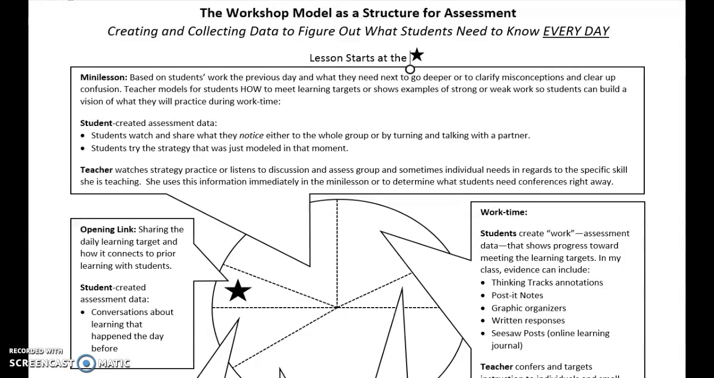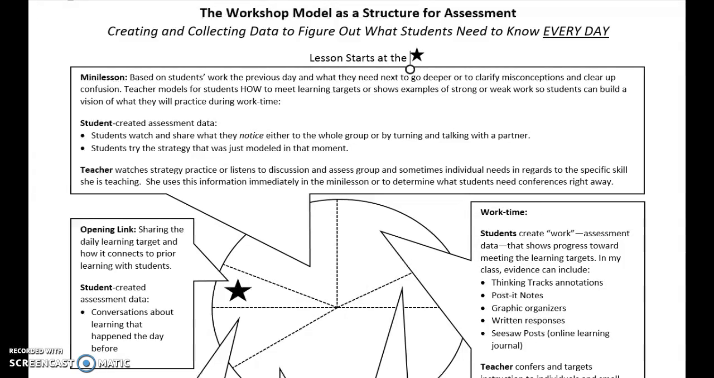In my workshop, I always begin with an opening link. This is where I connect the daily learning target the students are working on today with their prior knowledge, what they've already worked on the day before and how they're building upon one another. Some student-created assessment data I have in this moment is simply conversation, whether or not the students can identify what we did the day before, making sure they're keeping that information in their brain to build upon with what I'm going to give them today.